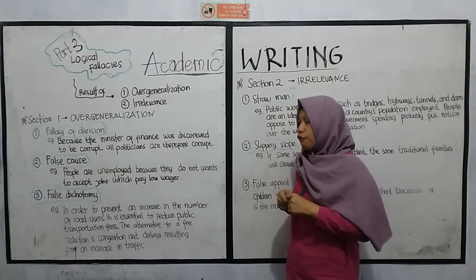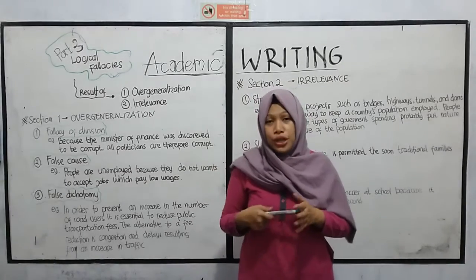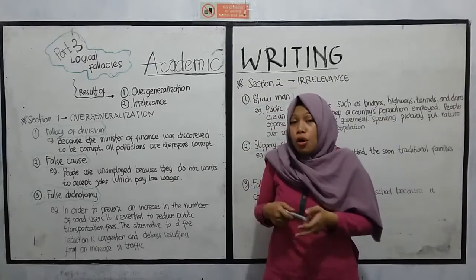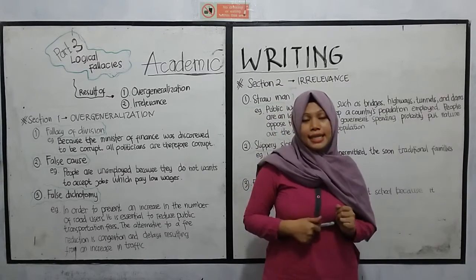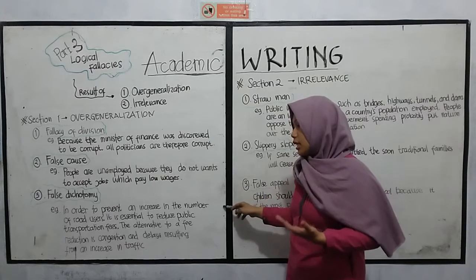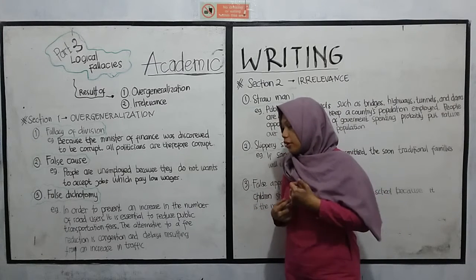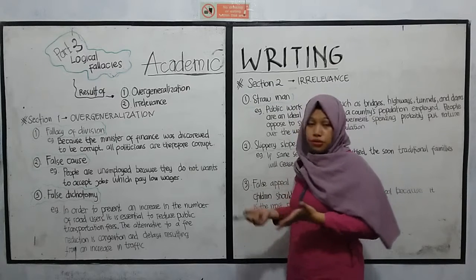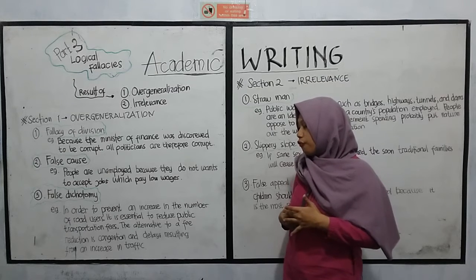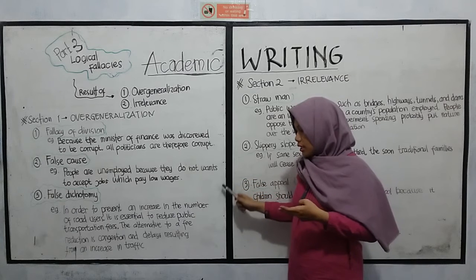The third is false dichotomy. False dichotomy is when only two options are presented, although in reality there are more than two. For example, in order to prevent an increase in the number of road users, it is essential to reduce public transportation fees. The alternative to fee reduction is congestion and delays resulting from an increase in traffic. There are only two options here.